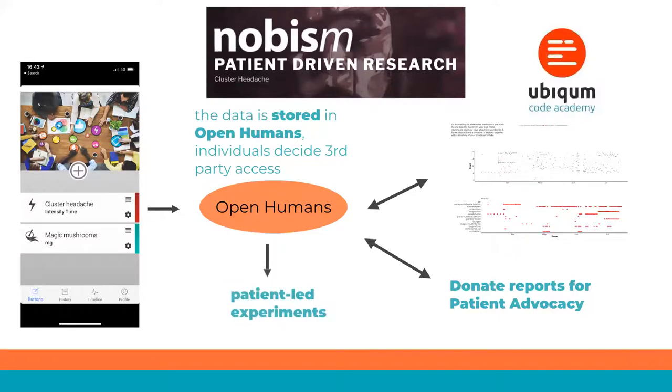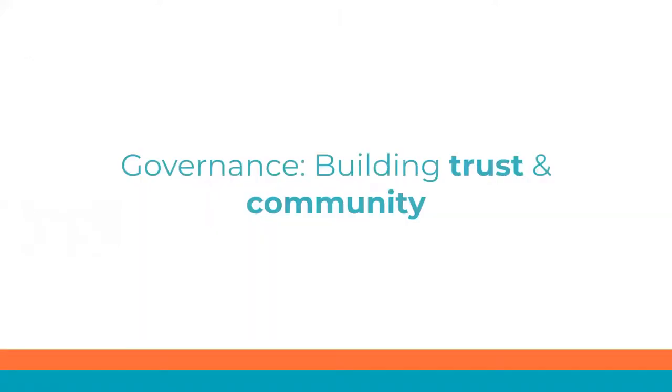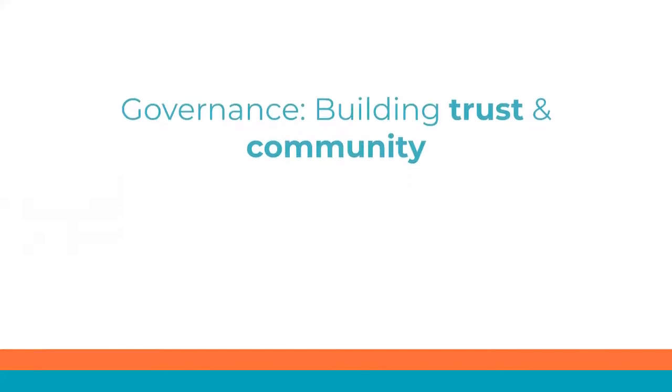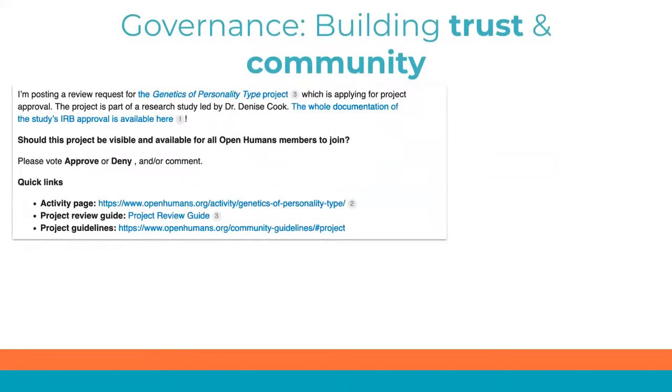So the last thing, of course, in doing this, is a matter of governance. How can you build trust of your participants in doing citizen science, and how can you build a community? What we have tried to do is be very open about all parts of how it works. So we are completely open source. Everything is visible to everyone except for the personal data. But this includes the governance as well. The first thing we are doing is that for every single project you want to run on Open Humans, you need to ask for permission from the community to actually set it live.